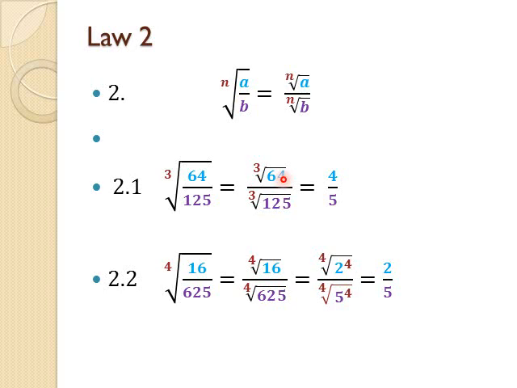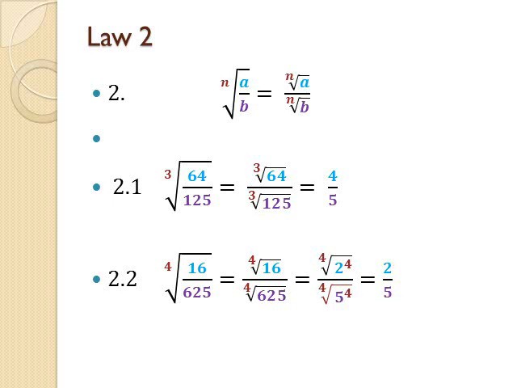So the third root or cube root, I mustn't say third root, same thing, cube root of 64 is 4, cube root of 125 is 5. If I have the fourth root of 16 over 625, I can break it up into fourth root of 16 divided by fourth root of 625. Fourth root of 16 can be expressed as 2 to the power 4, 625 as 5 to the power 4. 4 divided by 4 is 1. 4 divided by 4 is 1. So 2 over 5.